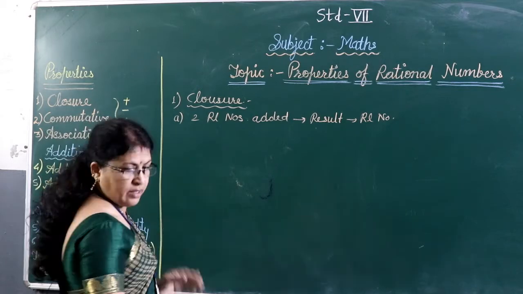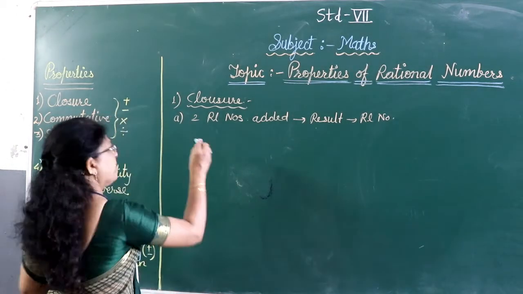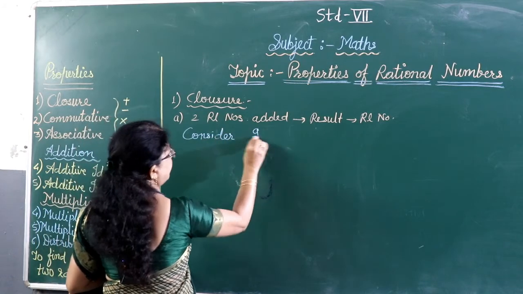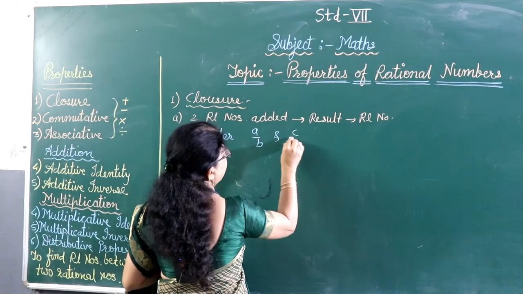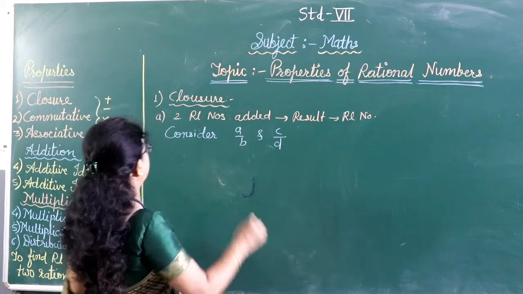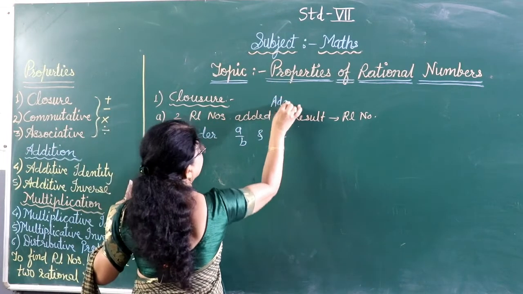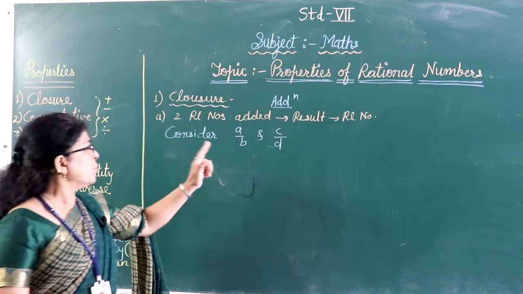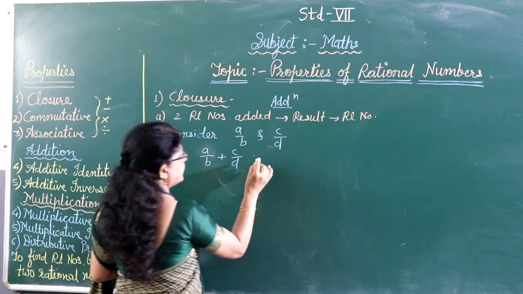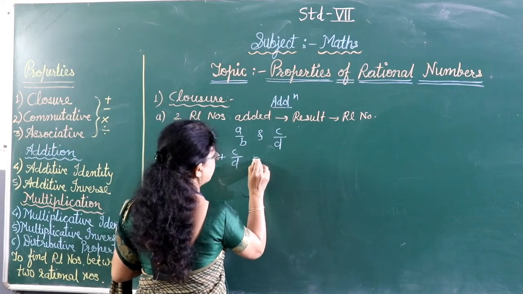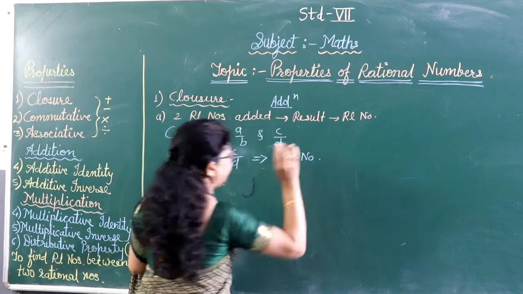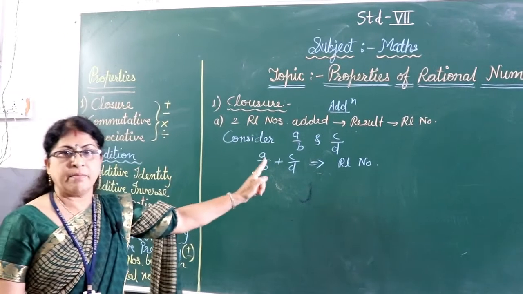Now let us consider two rational numbers, for example A by B and C by D. We are going to apply this on addition first, A is for addition. When we add A upon B plus C upon D, whatever answer comes, that result is also a rational number. Then we can say that addition of rational numbers is closed.